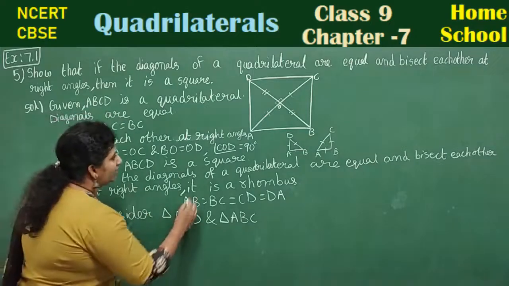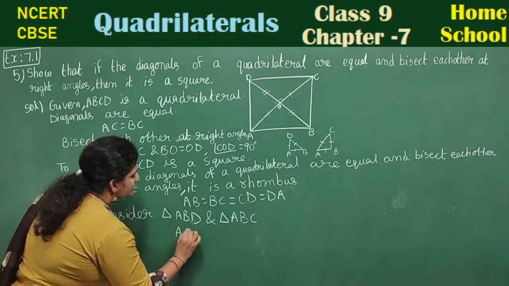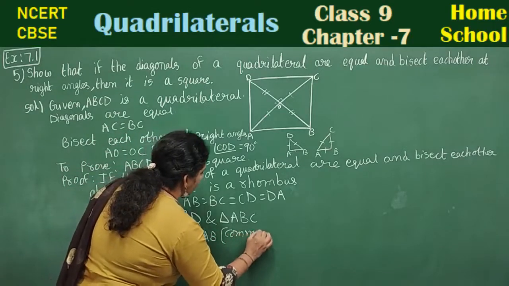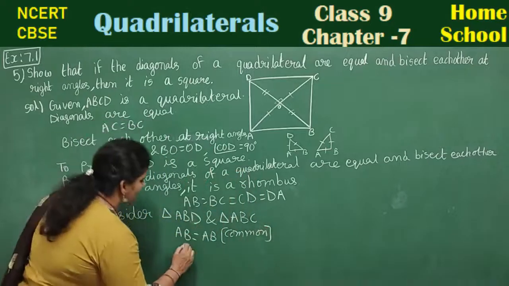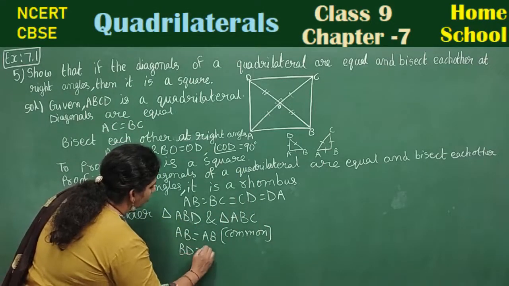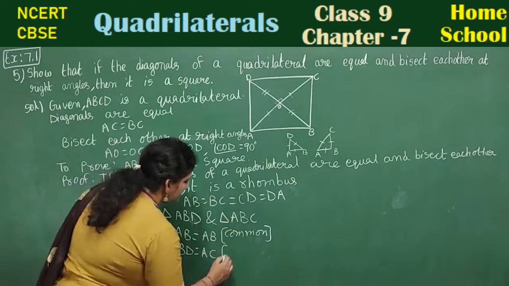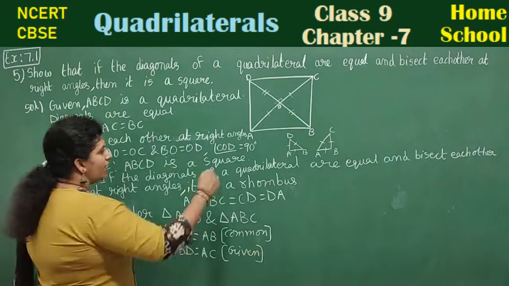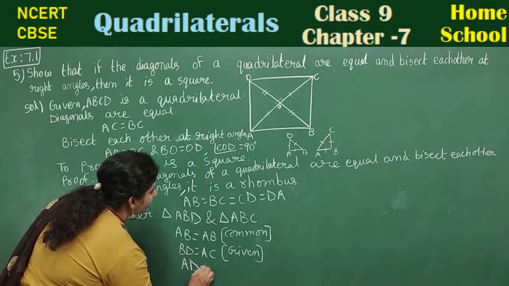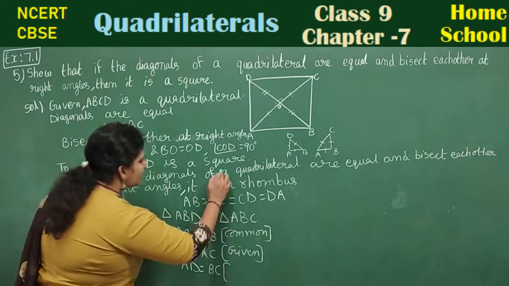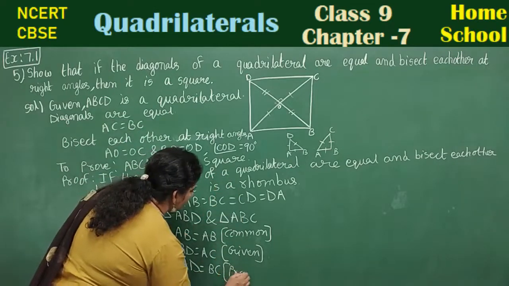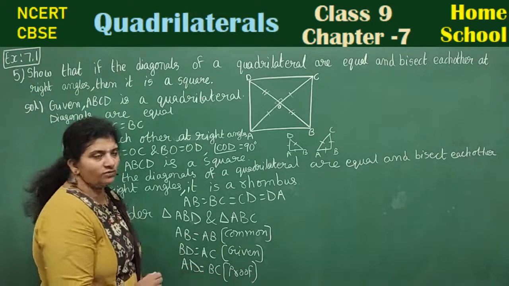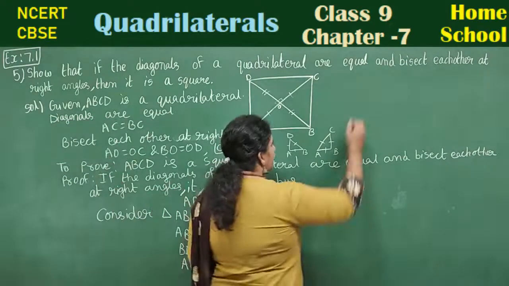Let's start comparing here. Triangle ABD: AB is equal to AB. Why? What's the reason? Common. And next one, BD is equal to AC. Diagonals are equal, that is given. So you just write given. And one more, AD is equal to BC. This statement we have already proved. So I will write here as proof. By proof, I say that AD is equal to BC. Therefore, continue your problem here.